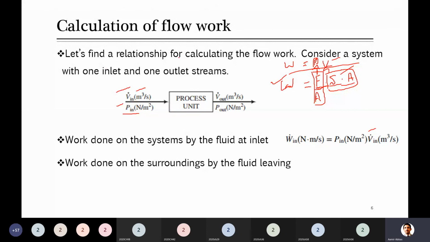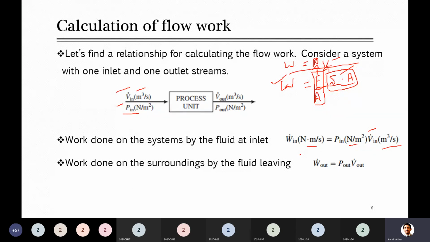Similarly, when some stream is leaving or going out of this process unit, it means work is being done on the surroundings by this system, which is the process unit. In that case, can you calculate the work? That will be simple. Again, work out will be equal to P out multiplied by V out. Here, by the way, he has mentioned the units in the SI system for this. If we want to calculate net work done, this work is called flow work, because it is due to the flow of any fluid into the system or out of the system, and it is calculated with the help of this PV.